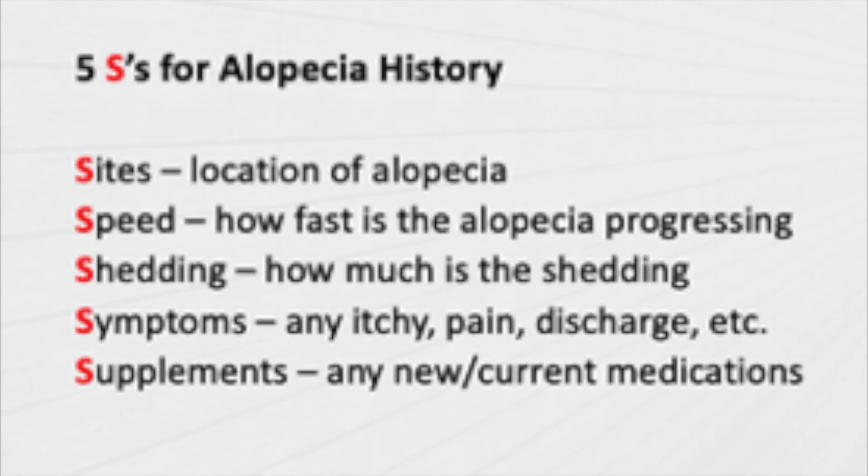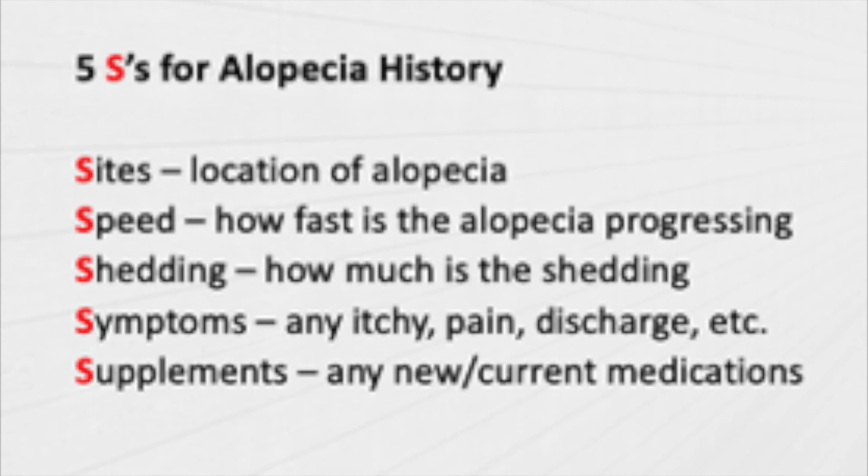Next is symptoms. One big differentiation of hair loss is scarring versus non-scarring alopecia. It can help you narrow down the differential diagnosis, so it is important to ask about symptoms. You can ask the patient about itch, pain, and discharge, for example. Symptomatic alopecia points more towards scarring alopecia.